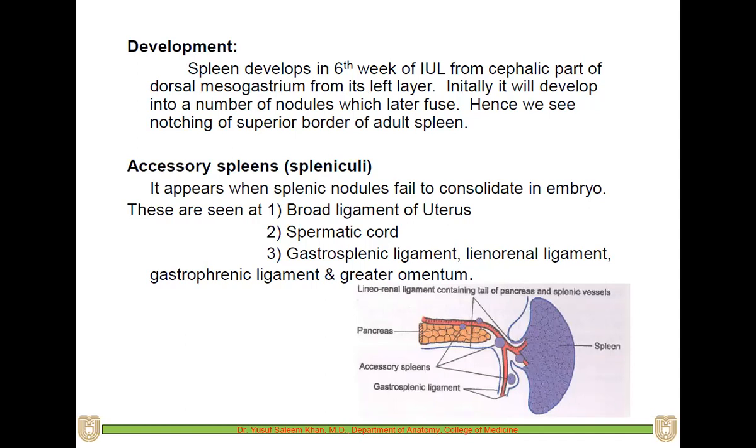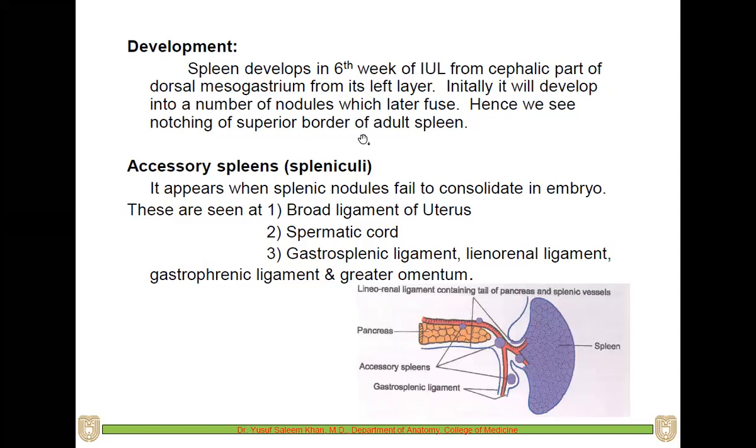Initially, it will develop into a number of nodules, or lobules, which later fuse. Hence, we see notching of the superior border of the adult spleen. So this is the reason, as I told before, that the superior border will show notches. Which is clinically very important to identify whether this enlargement in the abdomen that you are feeling is from the spleen or from some other organ.